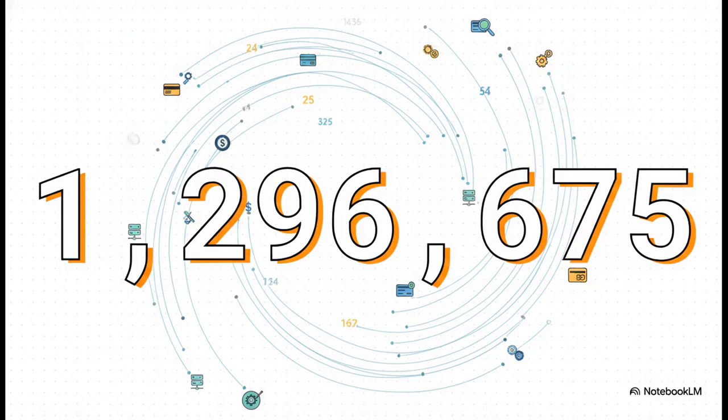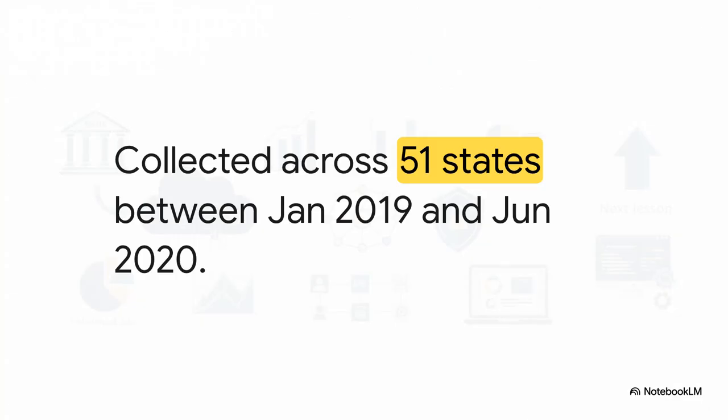It's at this massive scale that the real hidden patterns emerge, and where you truly learn how to optimize your code, understand complex data distributions, and train robust machine learning models. And these 1.29 million transactions, they weren't just captured in a single afternoon. This data actually spans 51 U.S. states over an 18-month period, stretching from January 2019 all the way to June 2020.